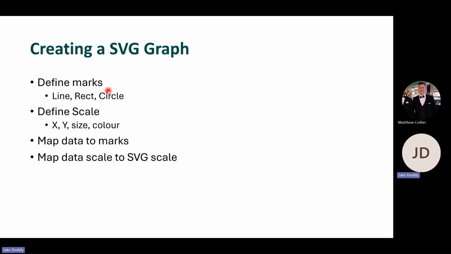And we have to think about being able to map also from our data scale. So we might have a value that was 10 million, but we don't want an SVG that's going to be 10 million. We need to scale that to maybe something that's going to be 10, 20 pixels high. So we have to do some mapping between the different scales.